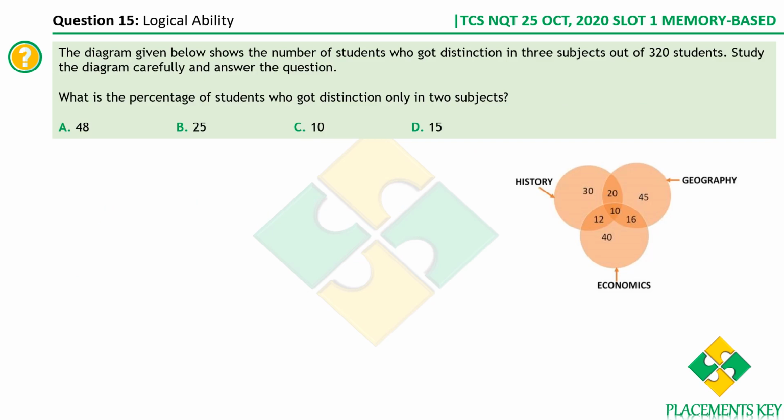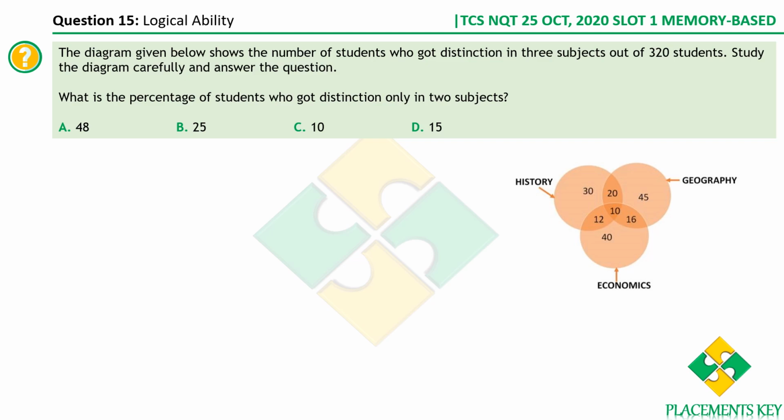The diagram given below shows the number of students who got distinction in 3 subjects out of 320 students. Totally there are 320 students, and this Venn diagram represents the number of students who got distinction in the subjects history, geography and economics. Now what is the percentage of the students who got distinction only in 2 subjects?